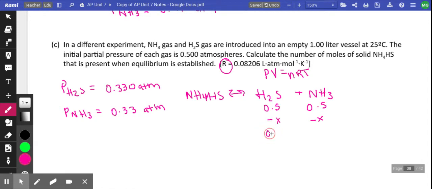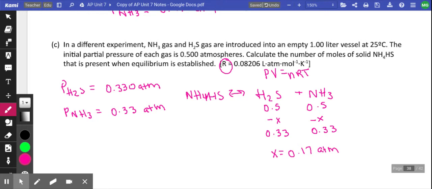So they're going to react together and decrease in concentration. And I know that at equilibrium, they should have this pressure of 0.33 atmospheres. Again, we calculated that in part A here. So I'm trying to figure out what this X is, and this X will tell me how much of my substance reacted here. So I know that 0.5 minus X is going to be equal to 0.33. That tells me that X, or my change, is 0.17 atmospheres. That's how much was reacted here.